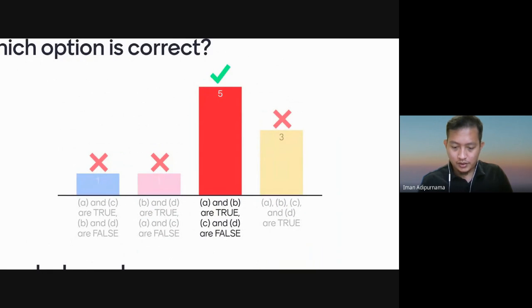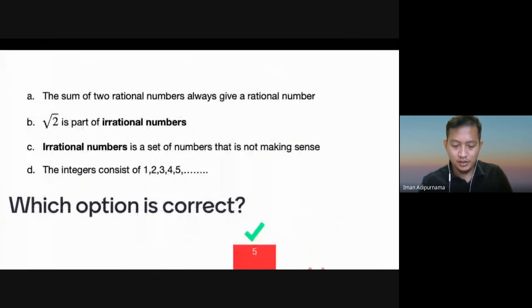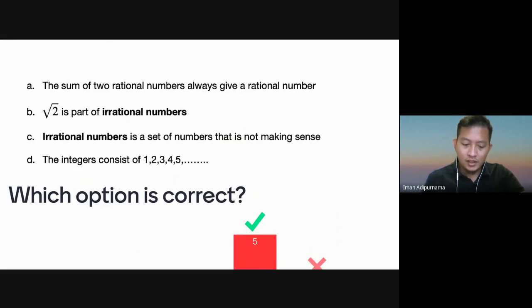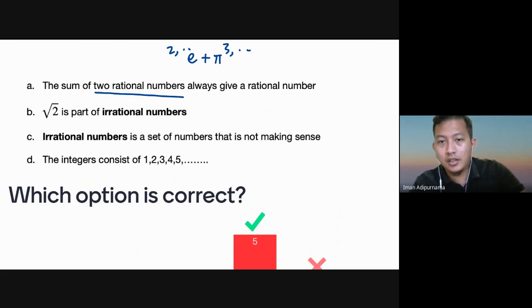Most of you got the correct answer, which is A and B true, and C and D false. So the first one: two rational numbers always give a rational number if you add them. If you have e plus pi, pi is 3 point something, e is 2 point something, and it will be a number, right? And the square root of 2 is part of the irrational numbers.